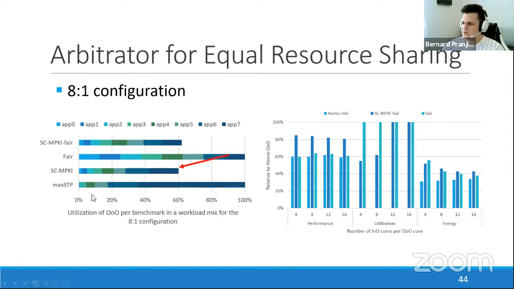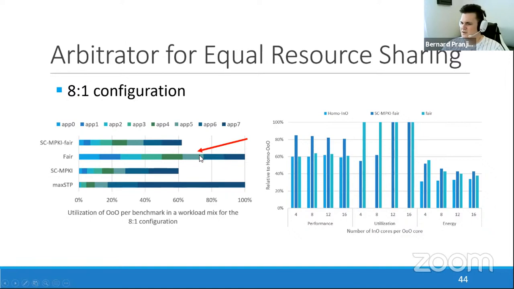So the energy efficient arbitrator reduces out of order core utilization in total. So it's only used 60% of the time, but it still favors some apps over the others. So app 7 still is used most of the time. Then we have the fair arbitrator, and this is a really fair arbitrator. We have 8 apps, and every app is given exactly 12.5% utilization.